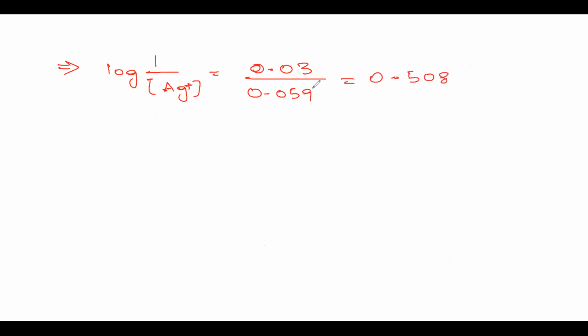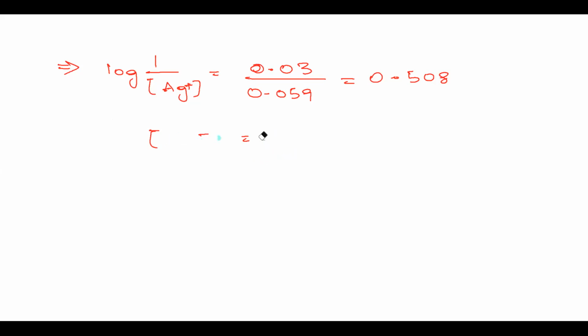So 0.508 means nothing but the log of 3.1, because log 3 value is 0.4771. So 0.508 means log 3.1 value. So log of 1 by Ag plus is equal to log 3.1. So the concentration of Ag plus is equal to 1 by 3.1, which is equal to 0.31.